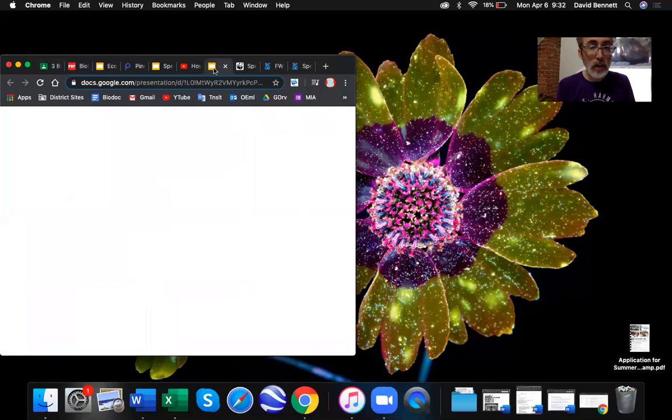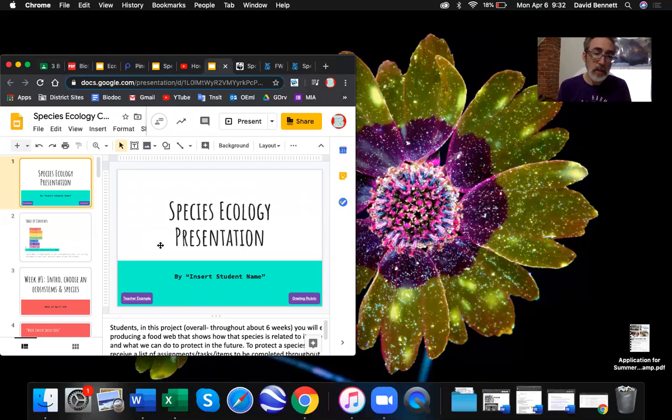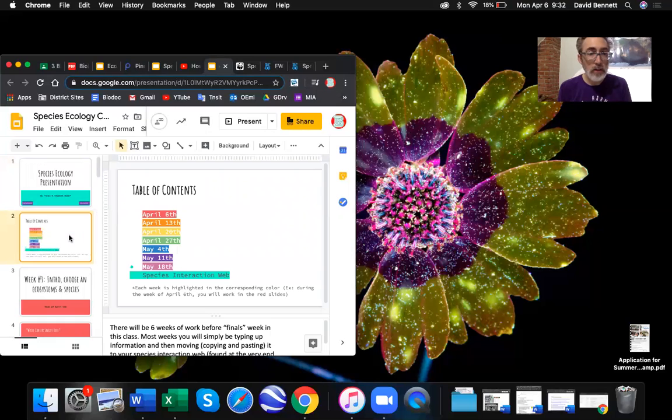So here's the one that you're going to create. It says Species Ecology Presentation. The font's a little different. You're going to insert your name here. This slide you don't have to do anything with. It just goes over the week's activities each week. And again, the color coding. So next week you'll do orange.